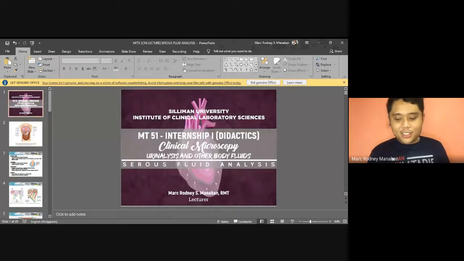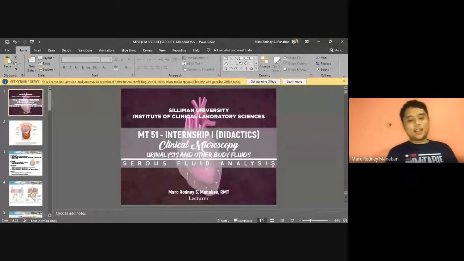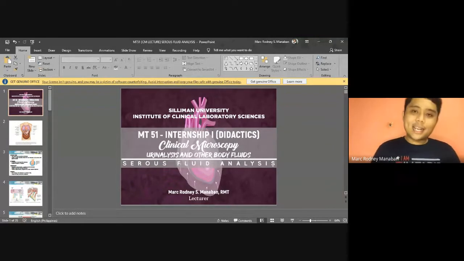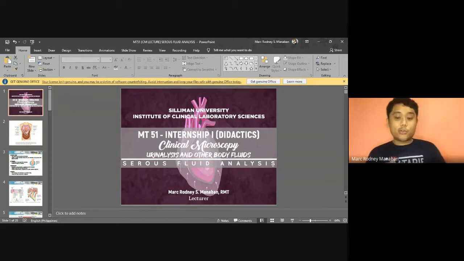Right, so again, this is the last one for this morning. This is your serous fluid analysis, no? This is the last of the major other body fluids. All right, the sputum, the gastric fluid, the duodenal fluid, those are more minor ones. But of course, this is the last, your serous fluid analysis.